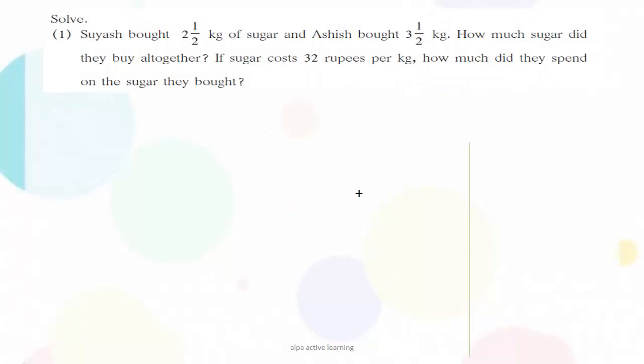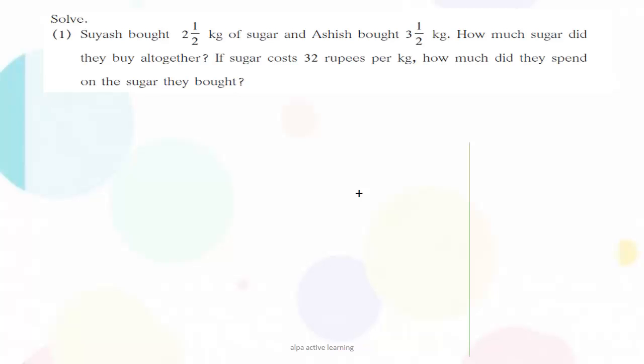Suyas bought 2.5 kg of sugar and Ashish bought 3.5 kg. How much sugar did they buy altogether? If sugar costs 32 rupees per kg, how much did they spend on the sugar they bought? Now see, there are two people, Suyas and Ashish. Suyas bought 2.5 kg of sugar. Ashish also bought 3.5 kg. How much sugar did they buy altogether? Altogether means sum. Altogether means total. Altogether means plus. Altogether means all together.